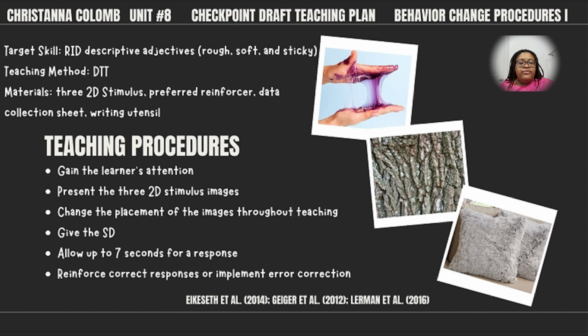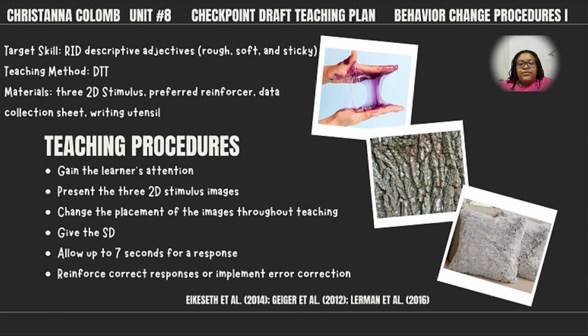This teaching plan focuses on teaching the learner to receptively identify the descriptive adjectives rough, soft, and sticky. The teaching method selected is discrete trial teaching, also known as DTT. It will be used because it provides repeated opportunities for the learner to practice and build a skill. During instruction, the learner will be presented with three 2D stimulus images and given a verbal instruction, or a discriminative stimulus, to touch the correct image.